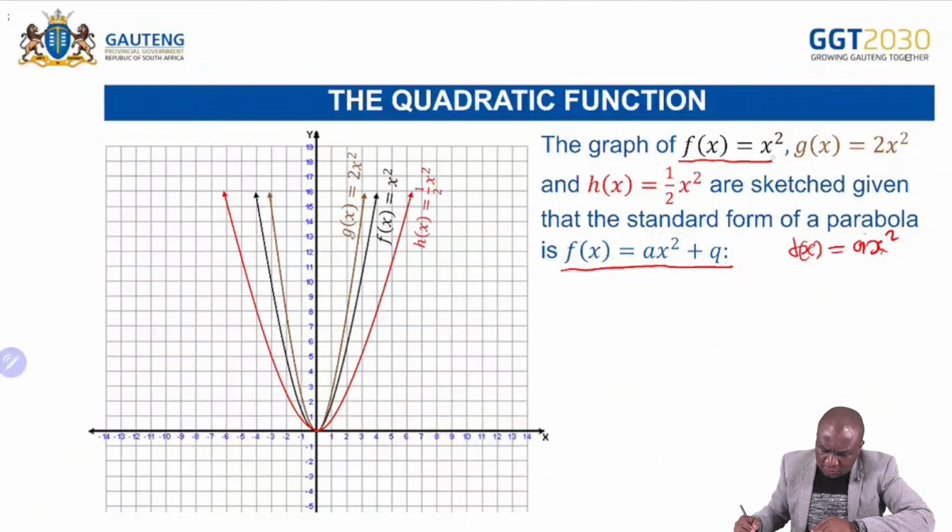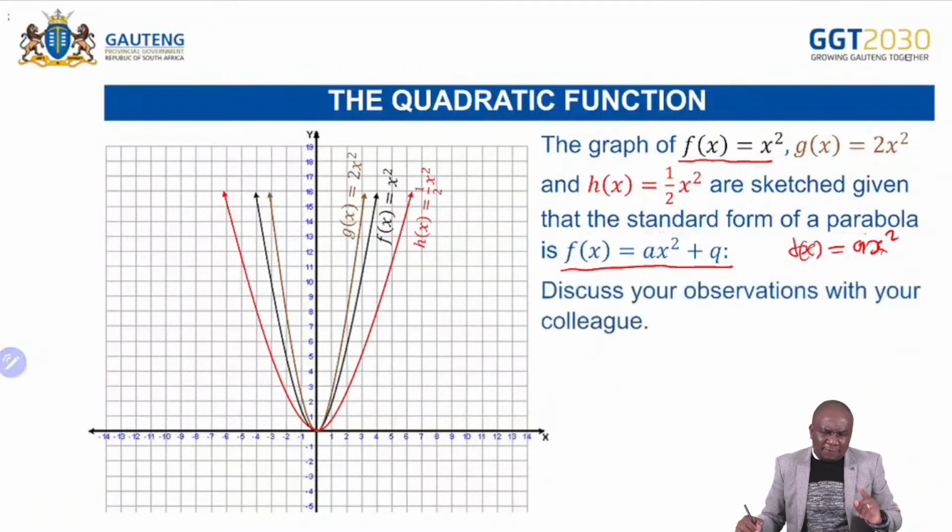Right. So we have the graph of f of x, g of x, and h of x. I want you to discuss with your colleague, just for 1 minute. What are your observations? As a changes from being 1 and becoming 2, what happens to the function? As a changes from being 1 and becoming 1 over 2, what happens to the function? Just 1 minute, discuss, then after that, I'll tell you what I think, okay? Right, let's do it for 1 minute.